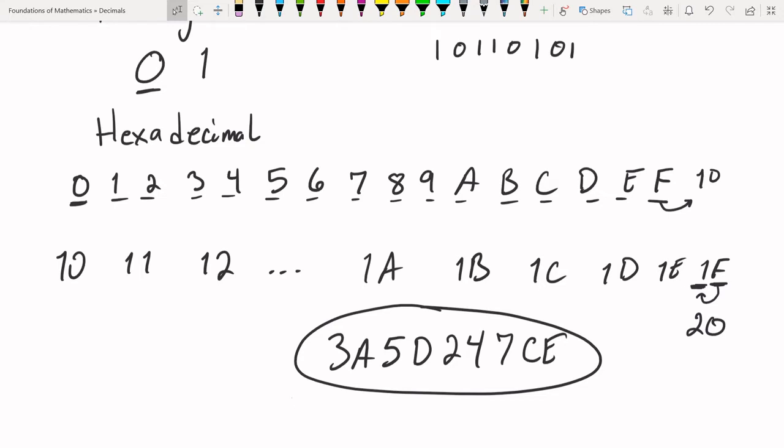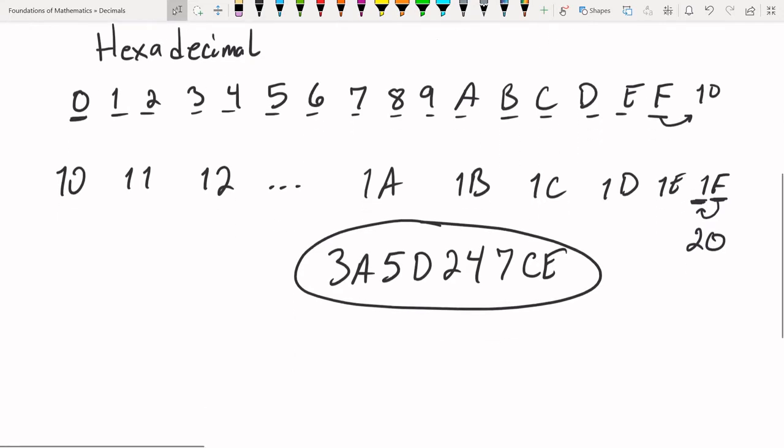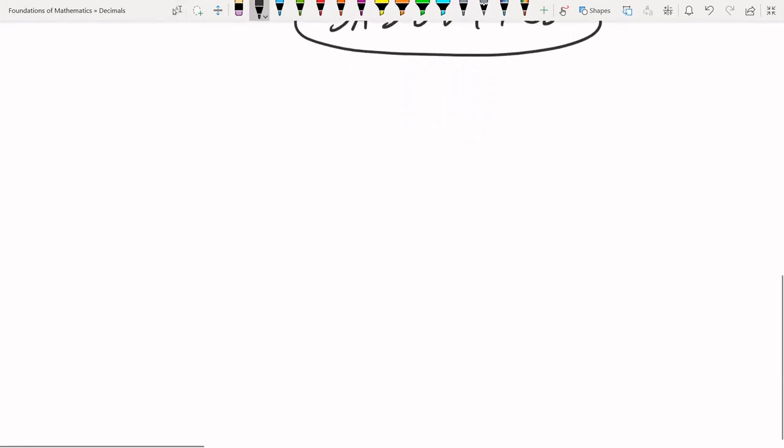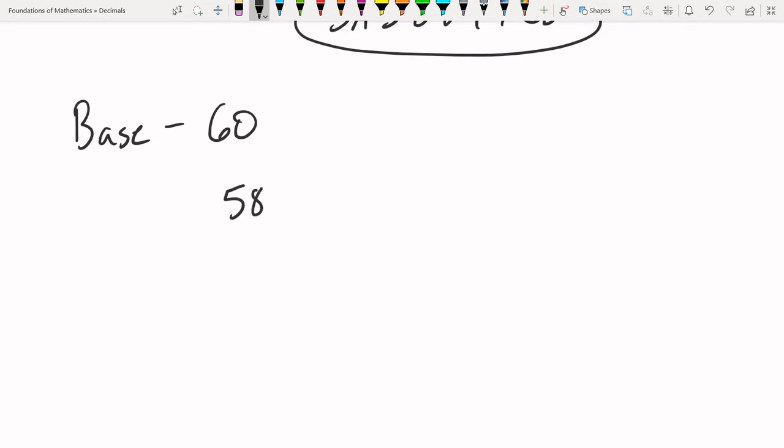Now there are pseudo bases that are also used. Time is kind of a pseudo base system. That would be base 60, because we count up to 60 seconds and then we move back down to 0. So we have 58 seconds, 59 seconds, and then we have 0 seconds, but we have 1 minute. So we've rolled over the seconds into a minute, and we keep going.